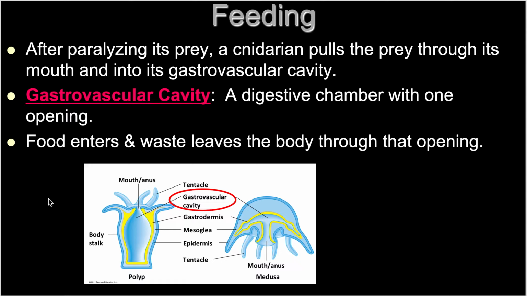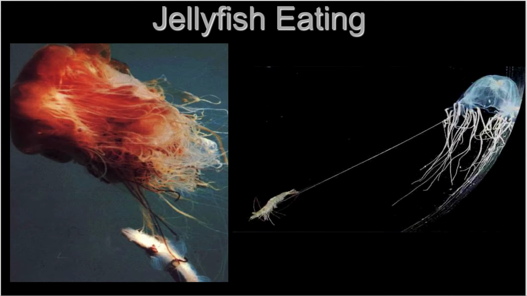For feeding, after paralyzing its prey, a cnidarian will pull the prey through its mouth and into the gastrovascular cavity. That gastrovascular cavity is a digestive chamber with one opening. Again, it's only got the one mouth. Food enters and waste leaves through that one opening. Okay. So they sting their prey, they bring it into their mouth, they digest it, and then they just throw it up. Right.